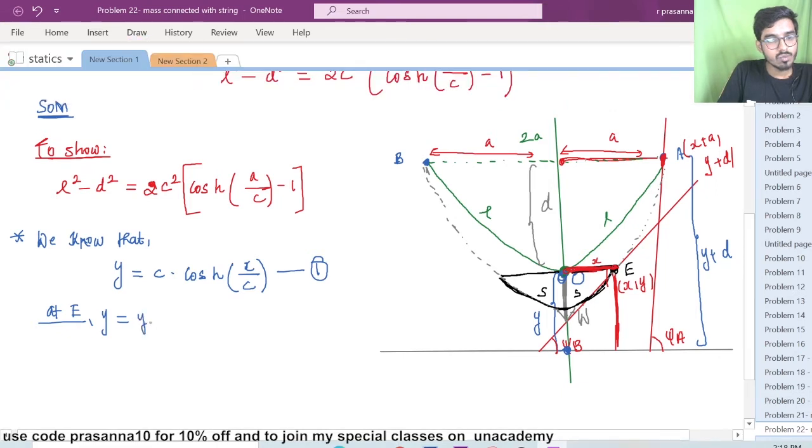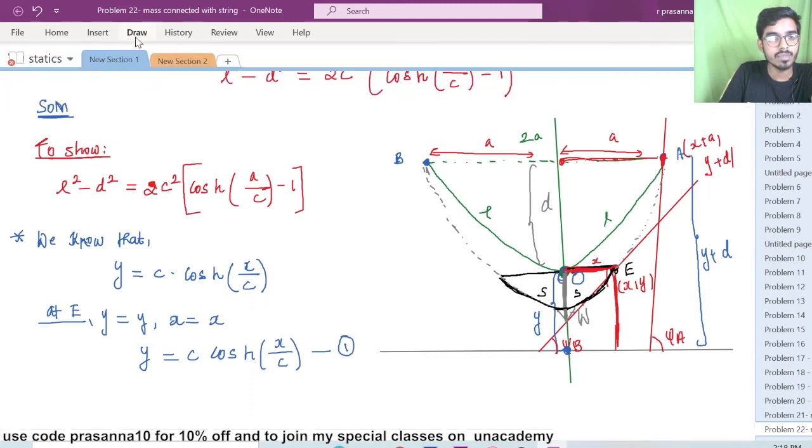So at E, my y is y and x is x, right? My y is y and x is x, and my x is x. So if I apply this relation, we will have the same equation: y is equal to c times cosh(x/c). Mark this as equation number 1.